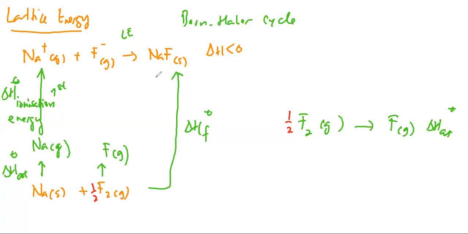So now I have delta Hf theta of NaF, and now I have F(g). Let me label this one as delta H atomization of F, from F2. So you can see how we progress to the next step. Now, how do we convert this one? Converting F to F− is the value of the first electron affinity.